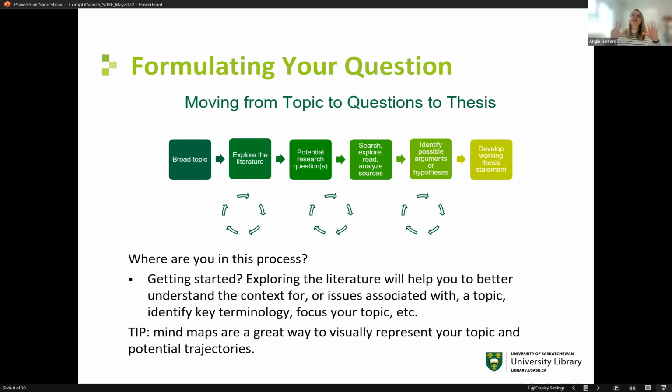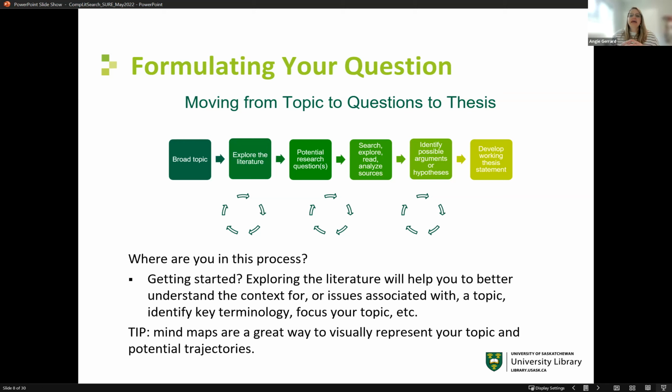You really want to get an idea of where am I in this literature? What is the state of affairs, so to speak? What are those issues? What's the key terminology? What are some potential ways I can focus this large topic into some answerable research questions? One of the things I find helpful is that when I'm sitting down with students at this large, broad topic area, we often draw it out. We often create a mind map, or what's another word for that?